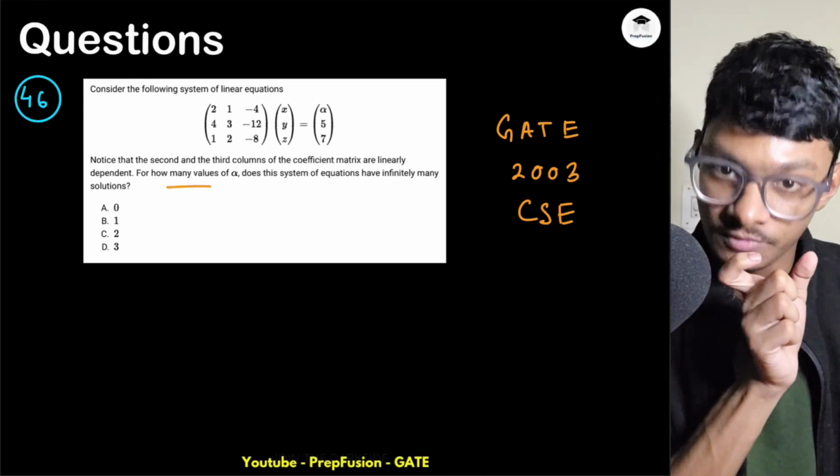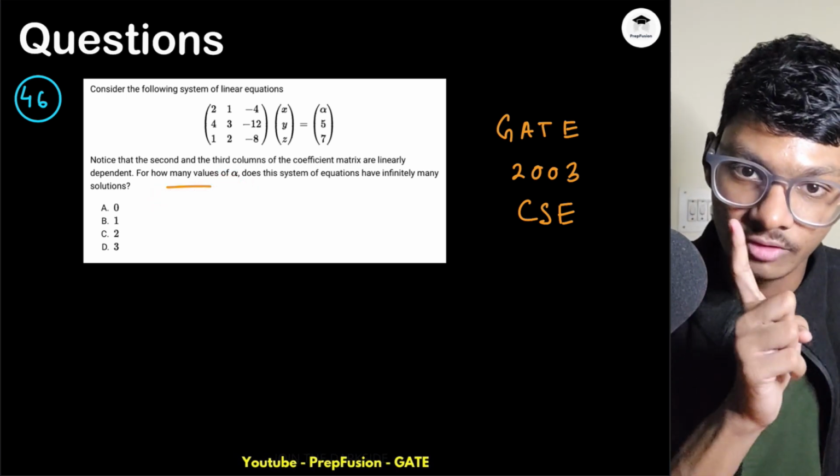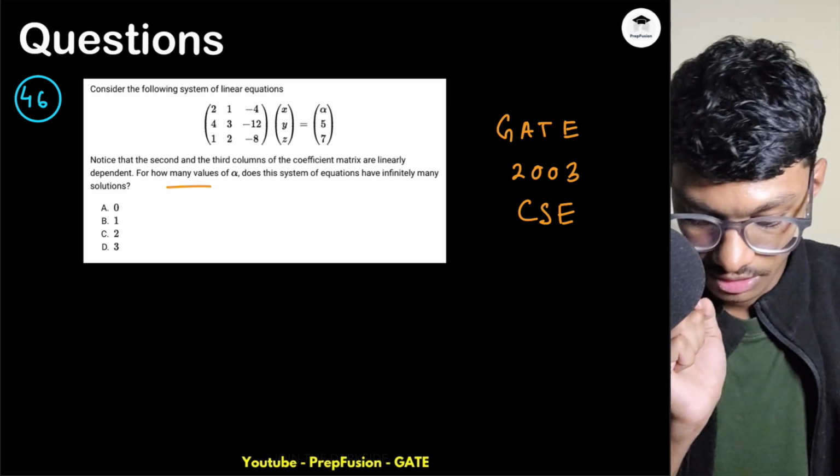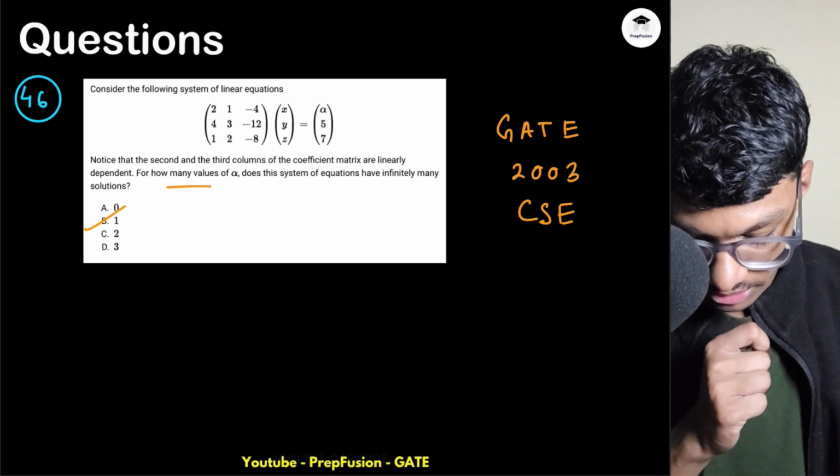If their option is 1 by 5, don't pick that. They are asking how many values, so only for a single value of alpha we are getting an infinite number of solutions. So obviously our answer is B, right? Our answer is B. So this is the answer to this question.